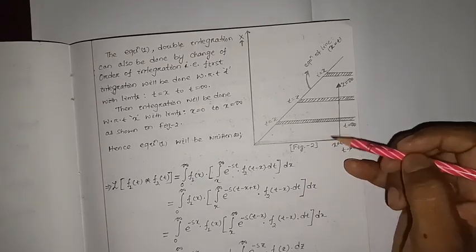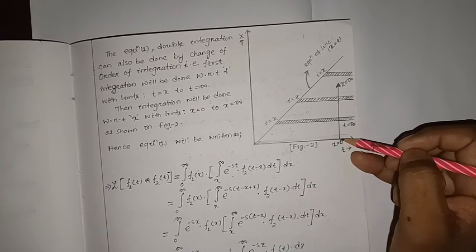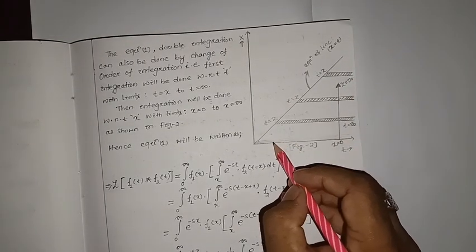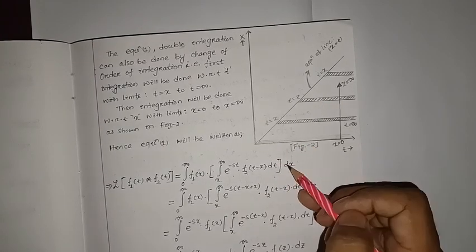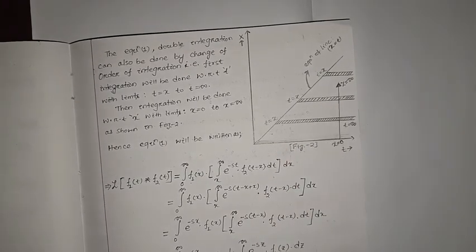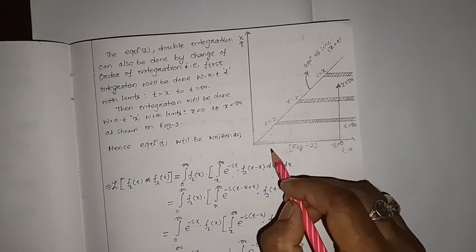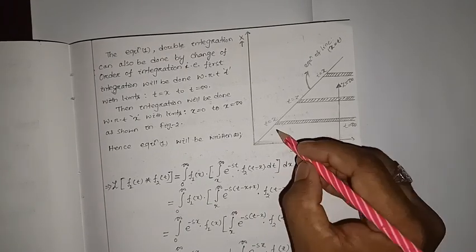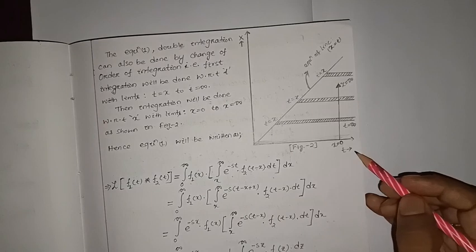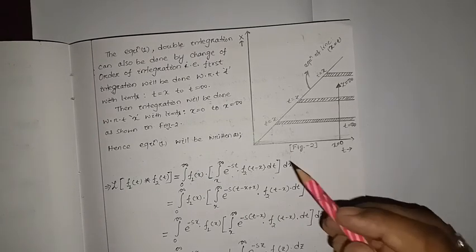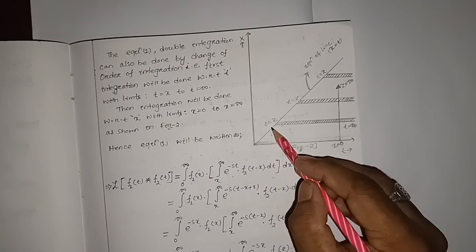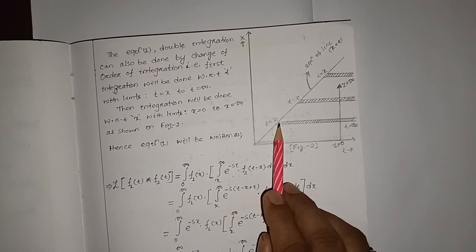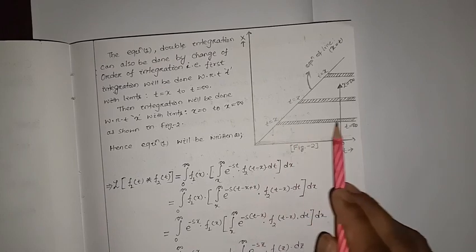Here you can see, x changes from x equal to 0 to x equal to infinite. If I consider the change of x from x equal to 0 to x equal to t, it is not giving the proper answer, because the extension of t is from t equal to x to t equal to infinite.